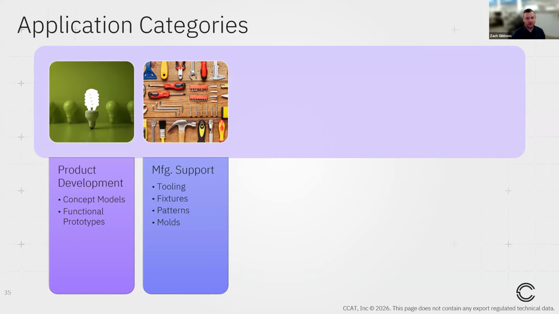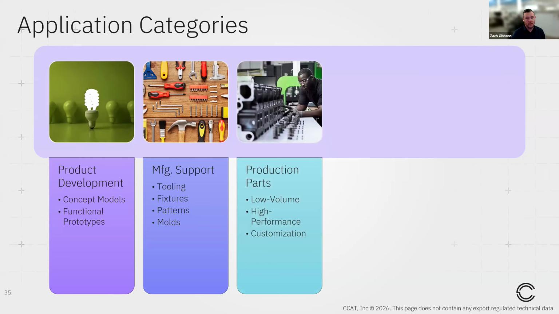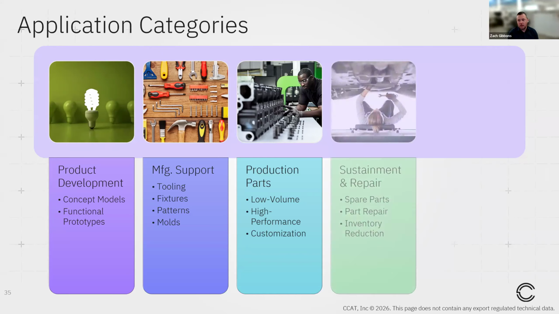Maybe they're relying on a vendor, but they're able to print this tool at a much lower cost, much quicker, by bringing additive internally. We can, of course, use it for production parts, ideally for low volume parts, though that is changing as the machines get better and better. But we can also redesign for things like higher performance and customization as well.